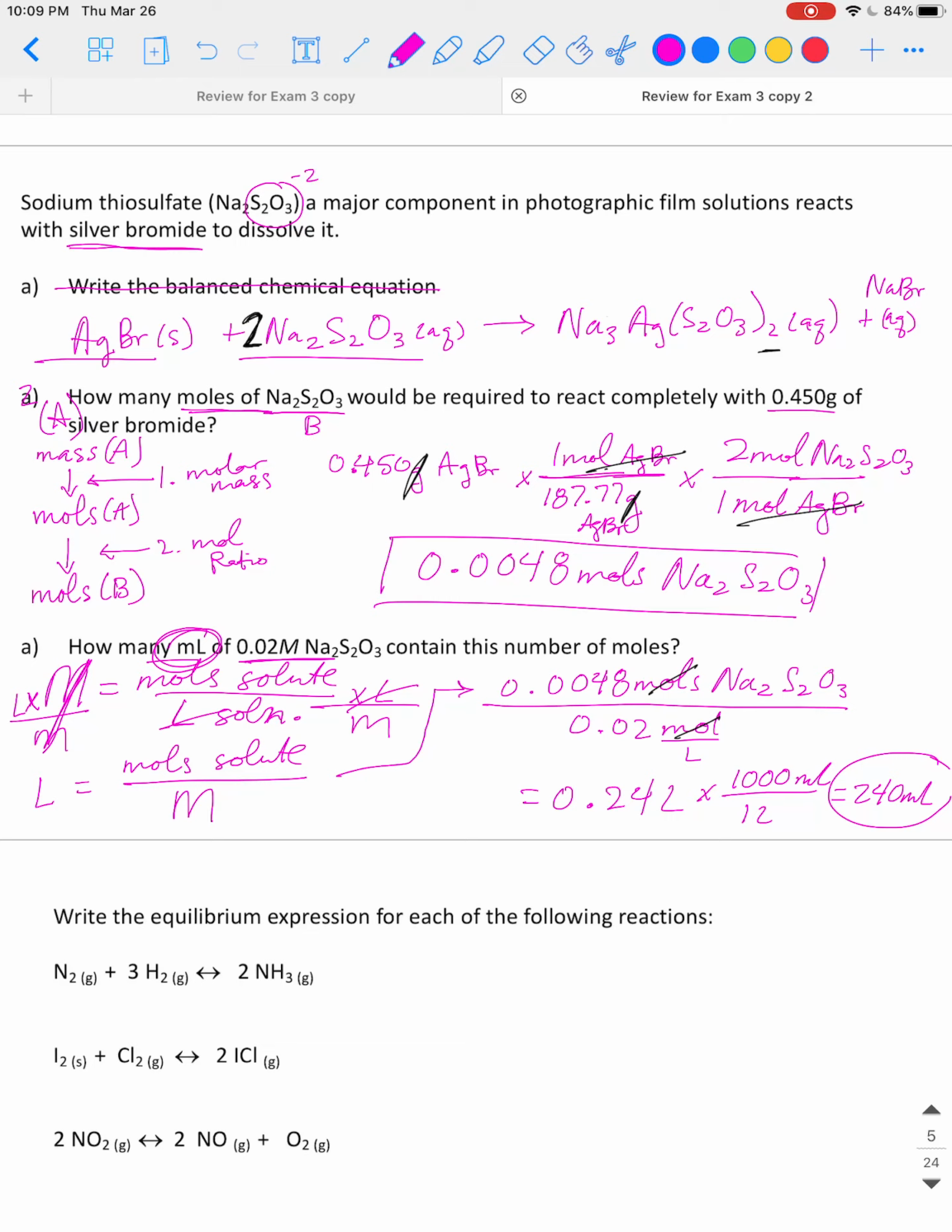Okay. So this bottom part, especially part number 3, was where the chapter 9 material using molarity kind of came in. All right, so we're going to move on to the next problem.